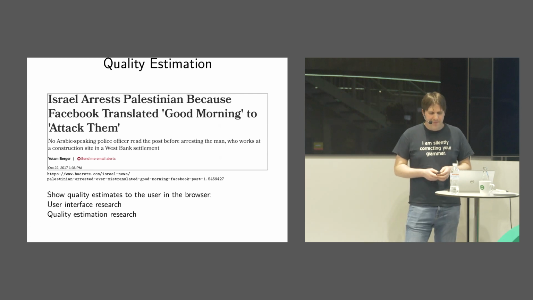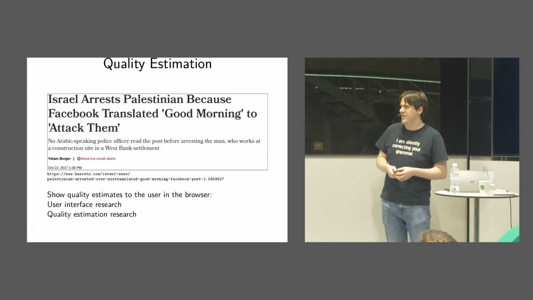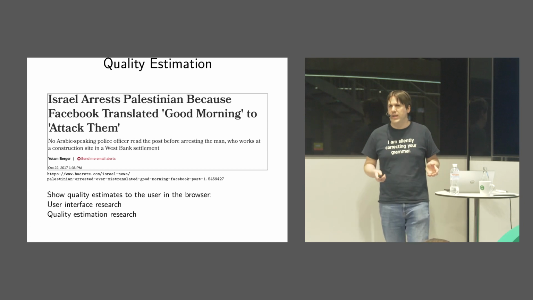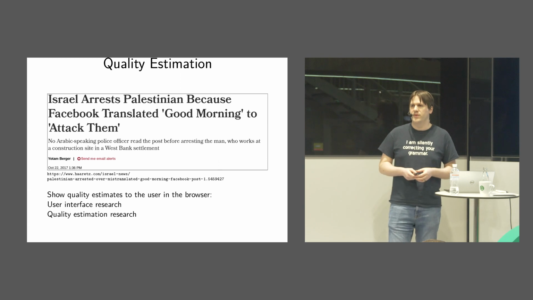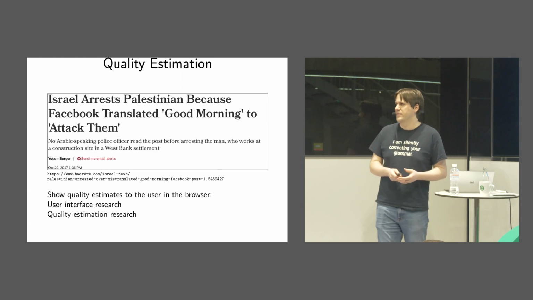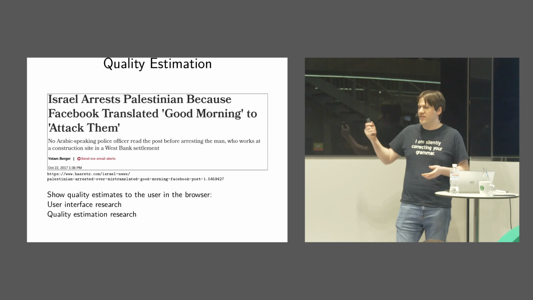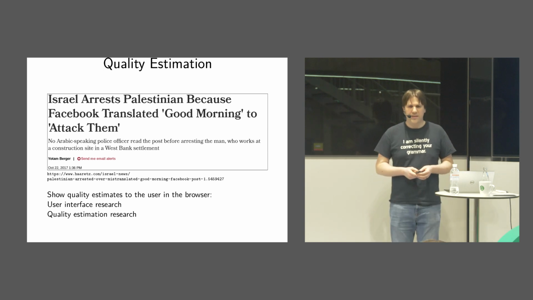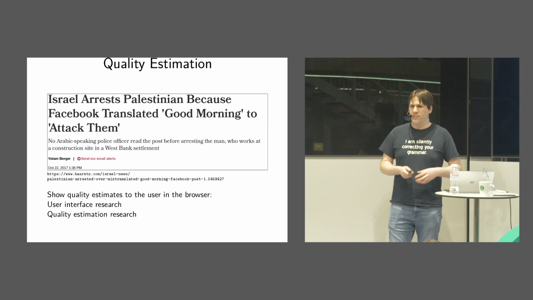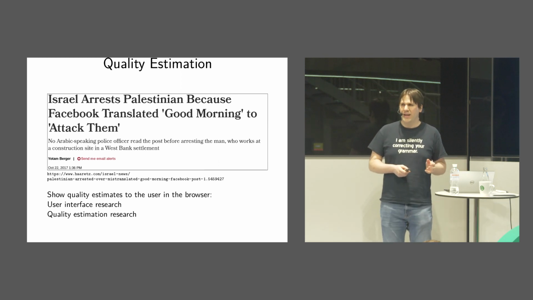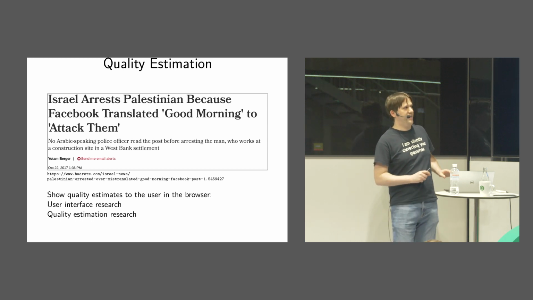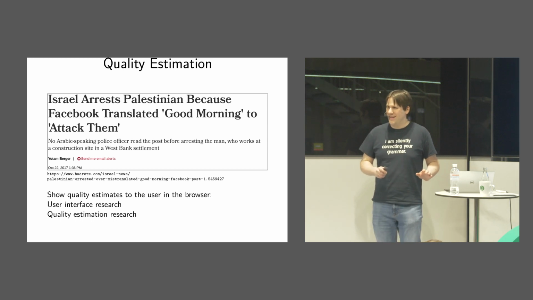Moving on, I mentioned this earlier that we wanted to do quality estimation. This is the idea that the translation system might make a mistake, and ideally we could alert people to the translation system having some sort of error. An example of this is the Israeli police used Facebook to translate a post by a Palestinian, and he had said good morning in Arabic, and somehow Facebook translated it to attack them.